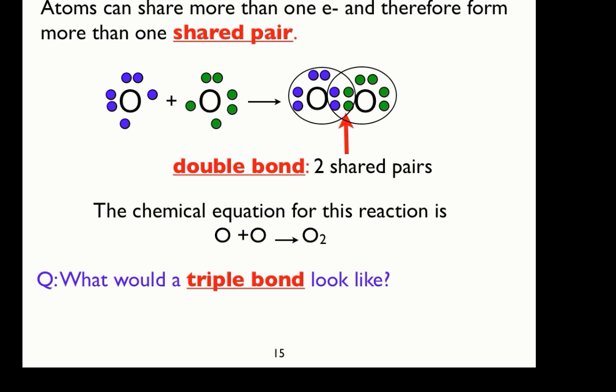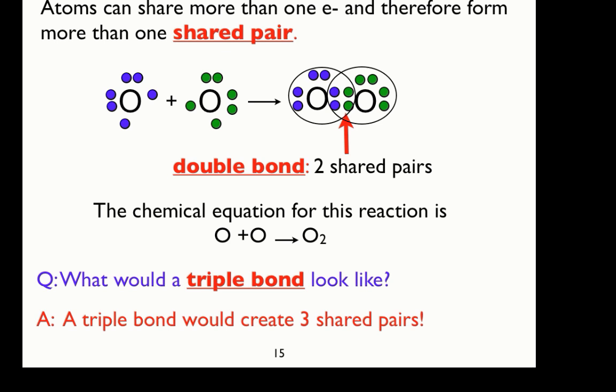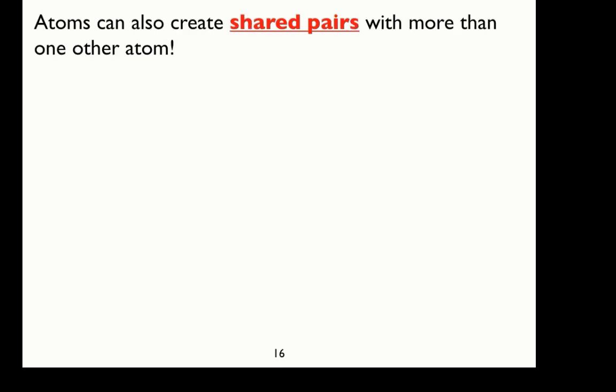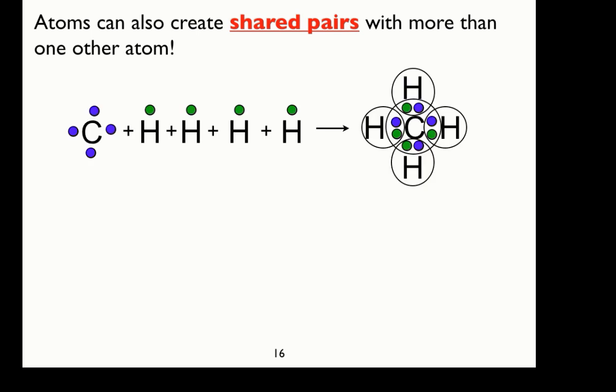So now think about this. We looked at a single bond. Now we have a double bond. So take a wild guess what a triple bond would look like. You got it. There would be 3 shared pairs. Atoms can also create shared pairs with more than one other atom. So it's not always just one atom sharing with one other atom. You can have one atom sharing with 3 different other atoms. Or in this case, 4.